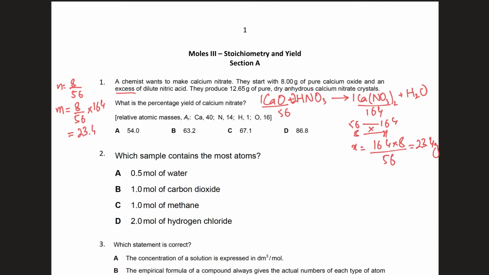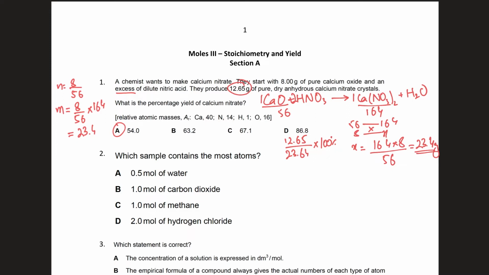Now I need to know the yield. Yield is basically how much did I actually produce compared to how much I had to produce. The theoretical yield was 23.4, and the practical yield was 12.65. So when I take the ratio of that and multiply it by 100% to figure out the percentage yield, I get my answer to be 54%.